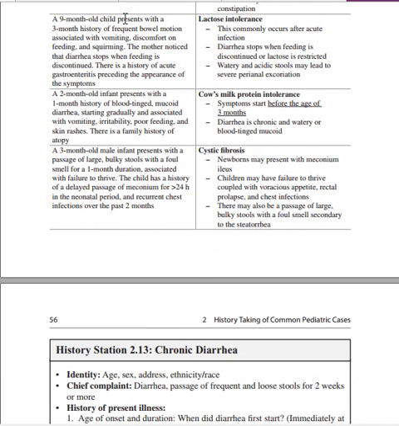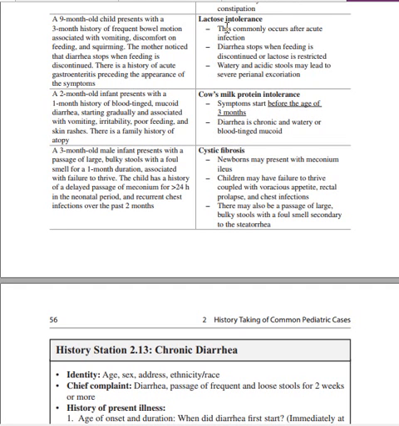So the next one is a 9-month-old who presents with a 3-month history of frequent bowel motions associated with vomiting, discomfort on feeding, and squirming. The mother noticed that diarrhea stops when feeding is discontinued. So when feeding is discontinued, diarrhea stops. There is also a history of acute gastroenteritis preceding the appearance of symptoms.